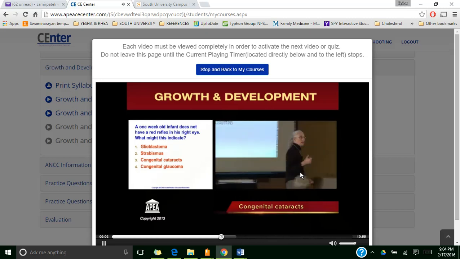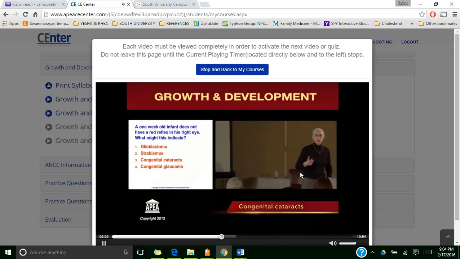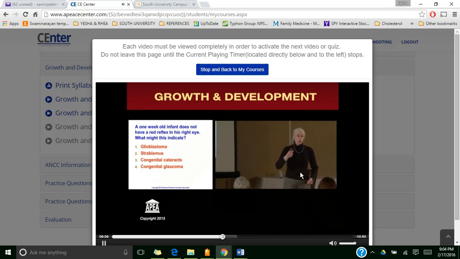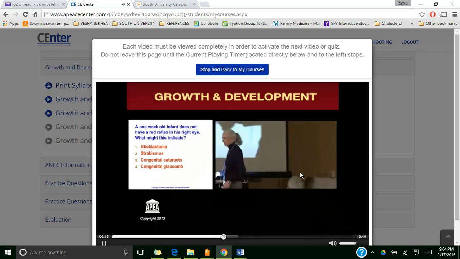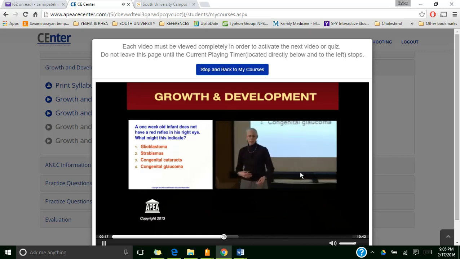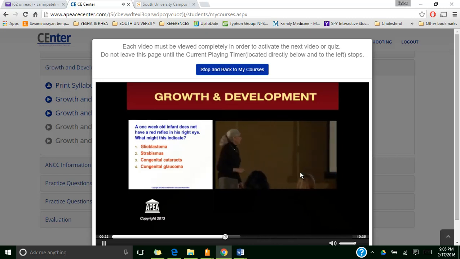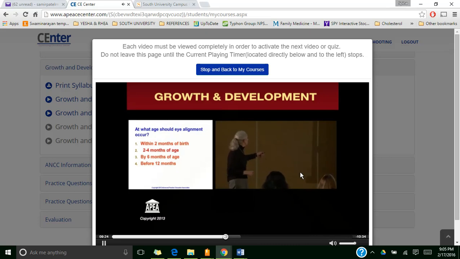I sort of gave you this one. At what age should eye alignment occur? You get those newborns, they're like a month old, and what about their eyes? They're going all over. When are they supposed to look at you and not anything else? By 2 to 4 months of age, you should be able to track and follow. They should focus on the same object at the same time.